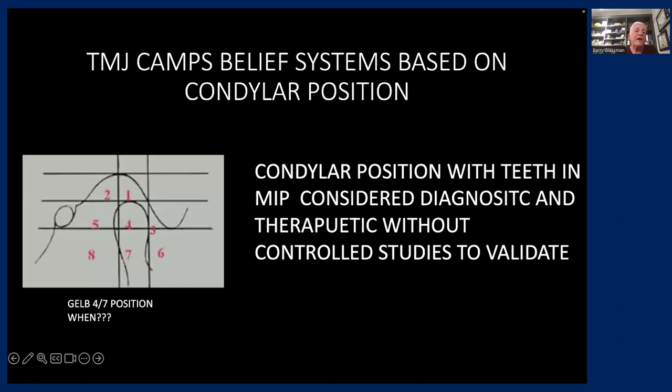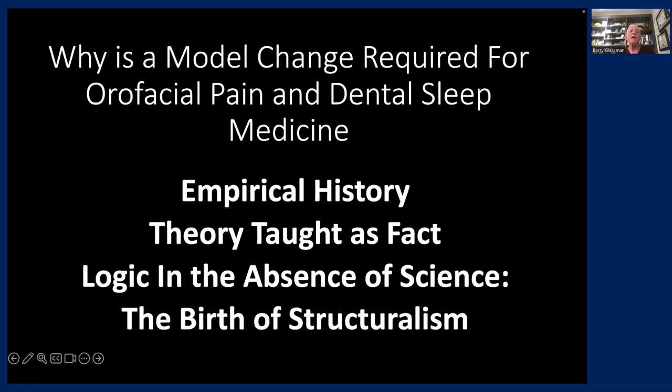And the suggestion that all we need to do is get the condyle in the right position and everything will line up properly, and the physiology will automatically change. In some cases it did, which led us then to what we're going to talk about, which is confirmation bias.